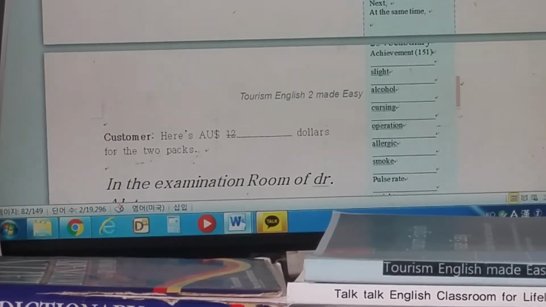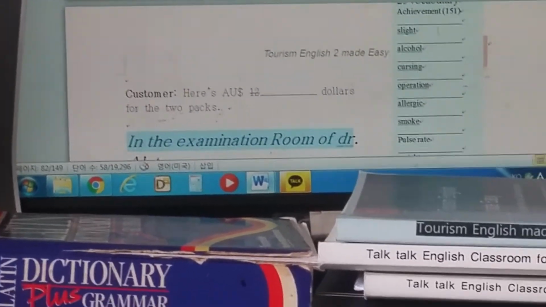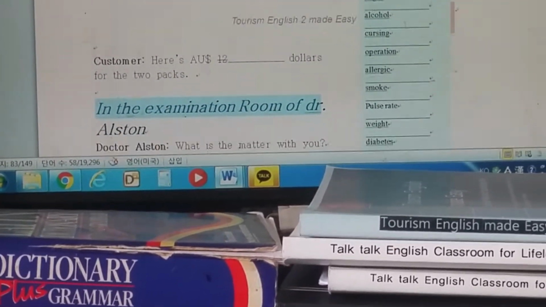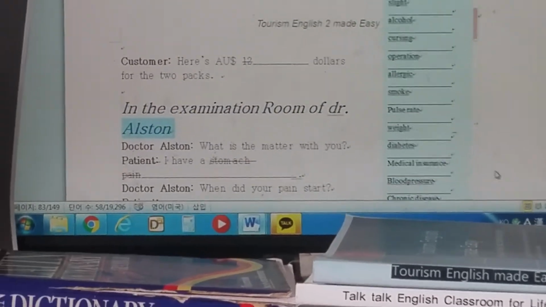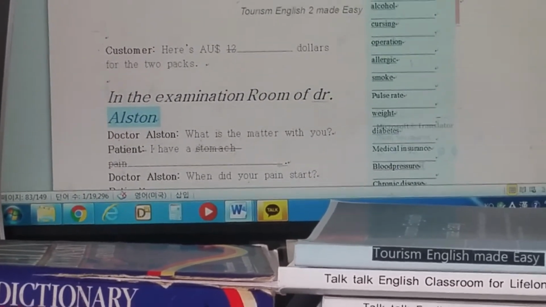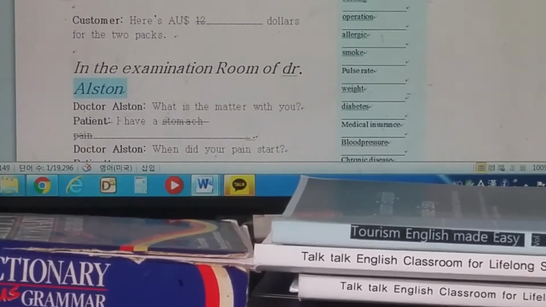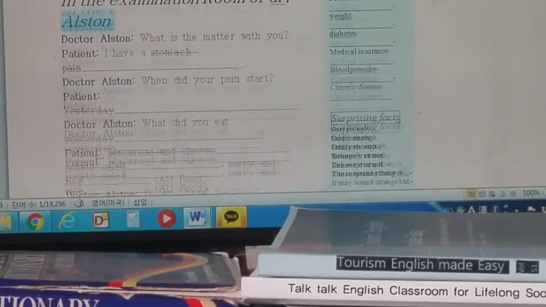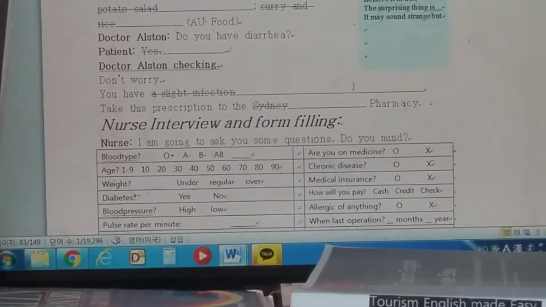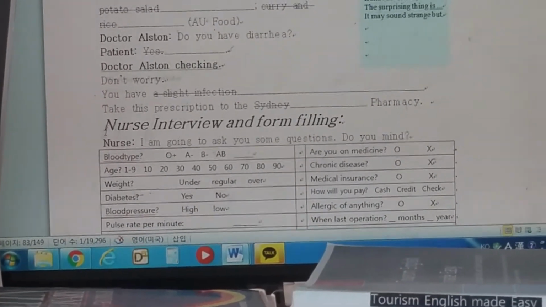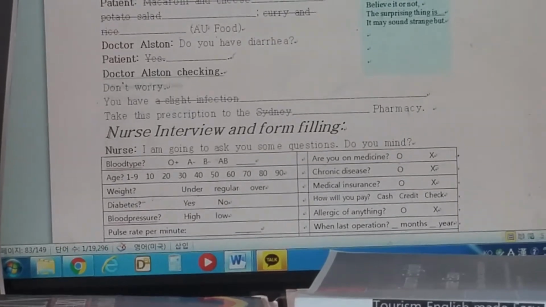There are 2 role plays here. In the examination room is the second one. In the examination room with Dr. Alston. Yes, this is my house doctor that I had when I was a young boy, Dr. Alston. And yes, go through here. By the way, he died about 2 years ago. So I saw him for the last time just shortly before he died.